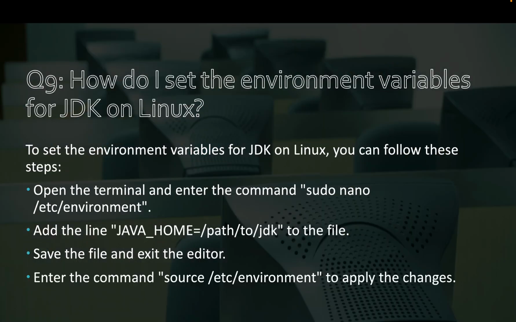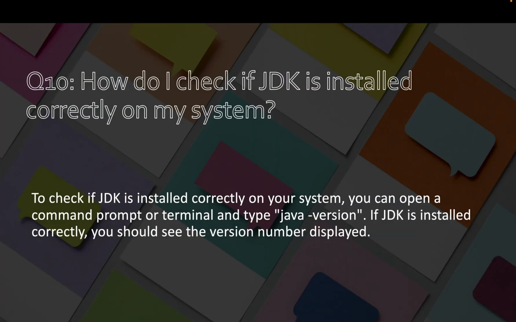Question number 9. How do I set the environment variables for JDK on Linux? To set the environment variables for JDK on Linux, you can follow these steps. Open the terminal and enter the command sudo nano /etc/environment. Add the line JAVA_HOME=/path/to/JDK to the file. Save the file and exit the editor. Enter the command source /etc/environment to apply the changes.